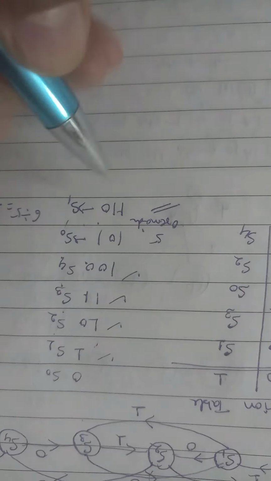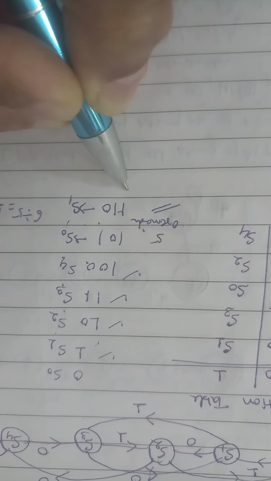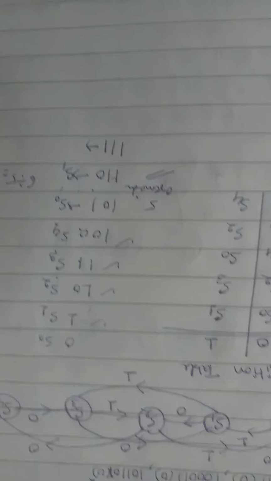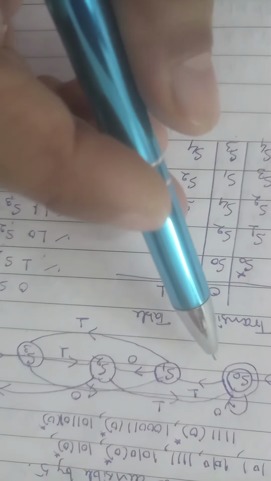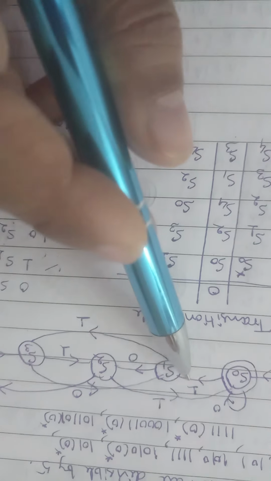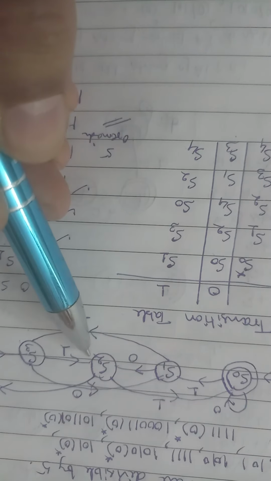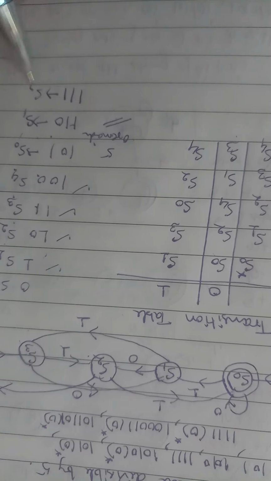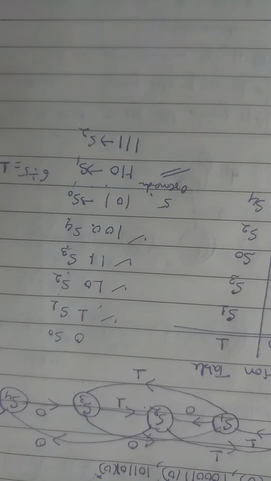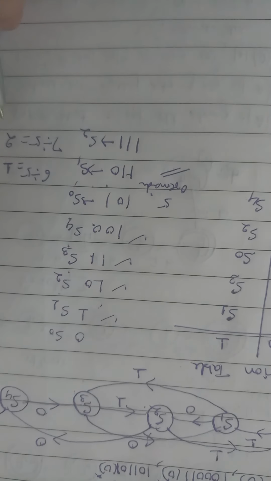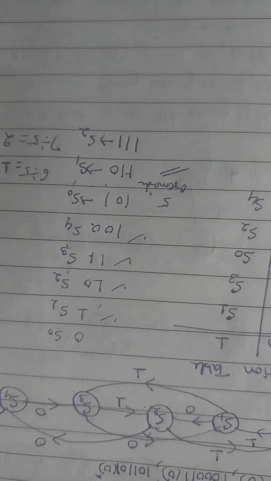In the similar way, if we are having 1 1 1, then where are we reaching? Let's see. 1 1 1. We are reaching on S2. That is 7. So 7 divided by 5, what are we having? 2 remainder. So we are reaching on S2.